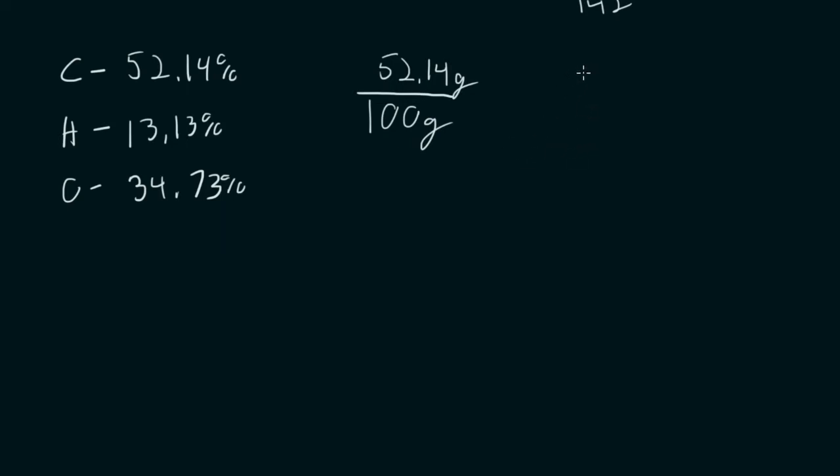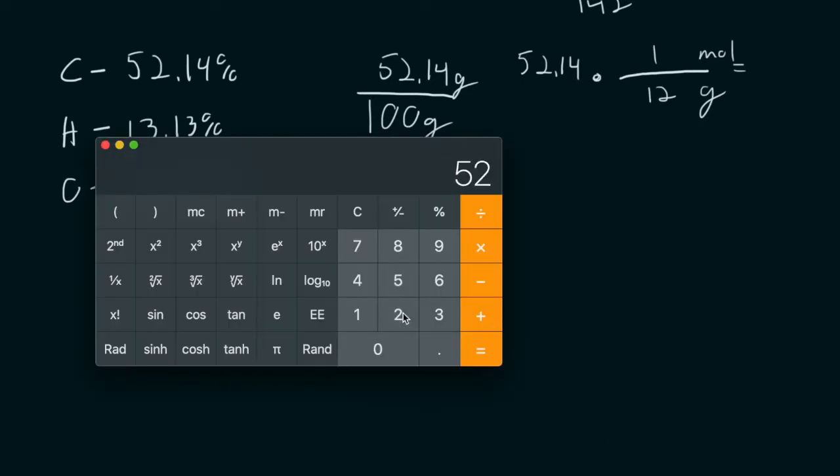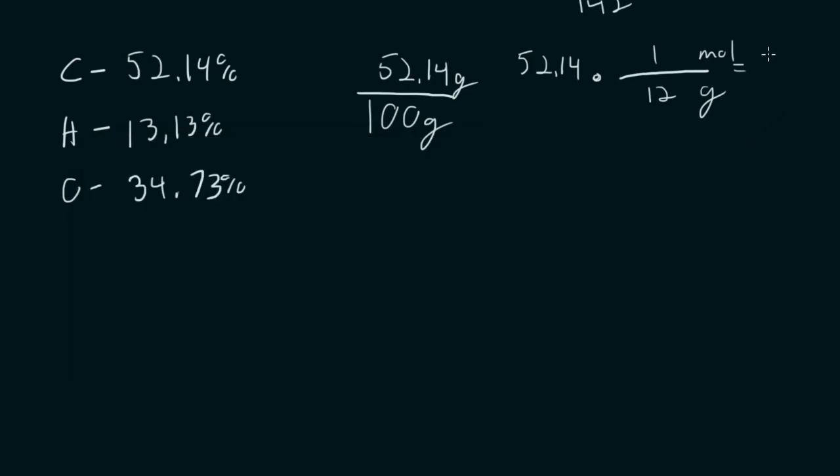So all I need to do here is take the 52.14, multiply it by that molar mass. Getting rid of grams, going to moles, it's going to be 12. So 52.14 divided by 12. It's going to give me 4.345.